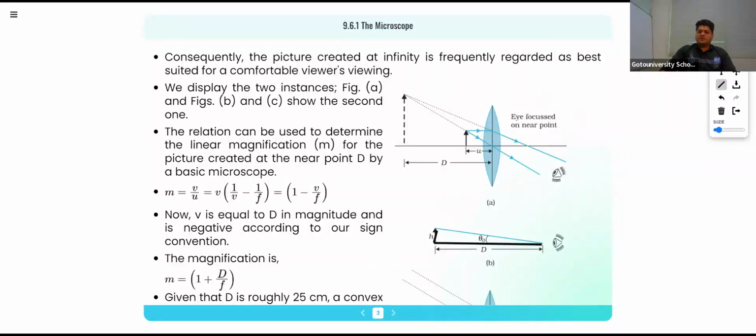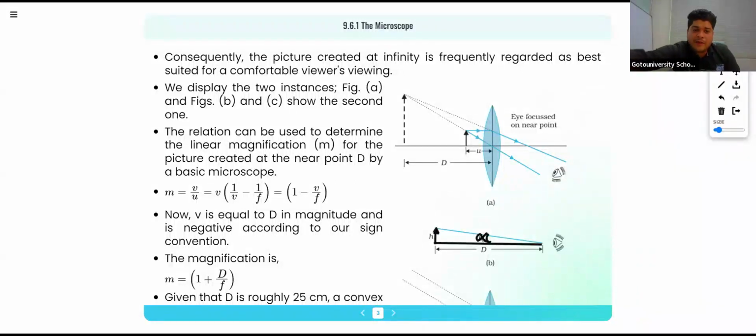This is the height of the object. This is the angle of the object. Okay, this angle is known as alpha. This is the distance. That distance is known as capital D.